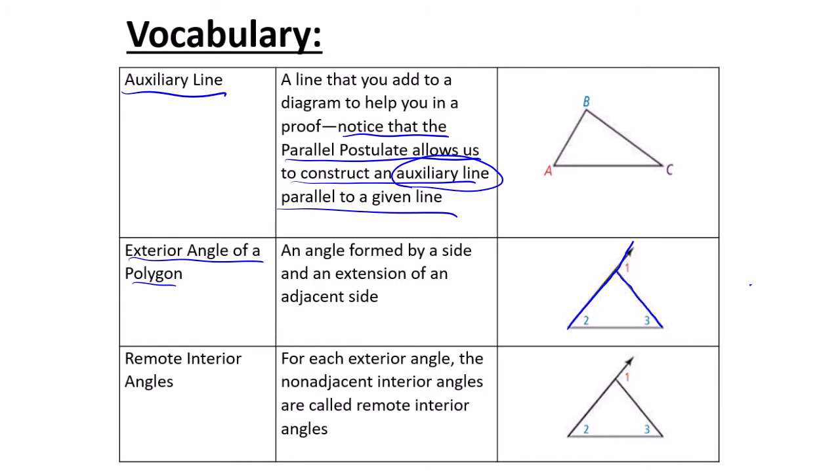And then remote interior angles. Now that we know what an exterior angle is, the remote angles are the angles that don't form a linear pair with the exterior angle, or are not adjacent to it. The non-adjacent interior angles of an exterior angle are called the remote interior angles. We'll be using those.